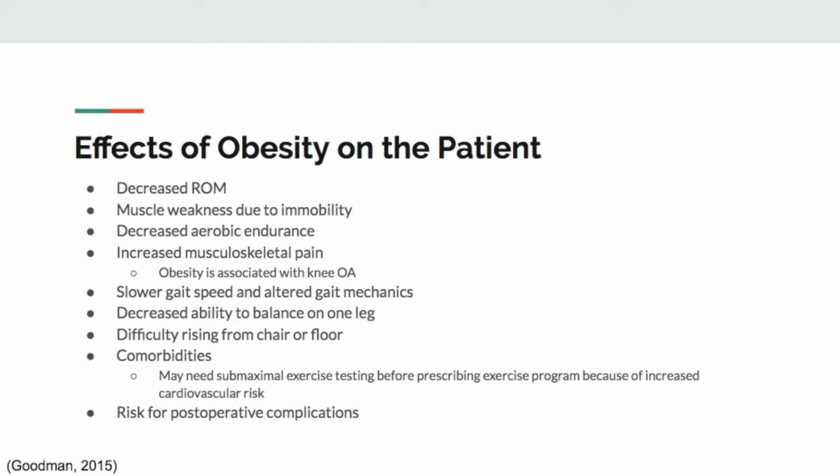So the effects that obesity has on the patient: it decreases their range of motion due to increased soft tissue. It can have muscle weakness and decreased aerobic endurance due to immobility. You can have increased musculoskeletal pain, slower gait speed in order to decrease the loading forces on joints, altered gait mechanics, decreased ability to balance on one leg, difficulty rising from the chair or floor, comorbidities, and risk for postoperative complications.